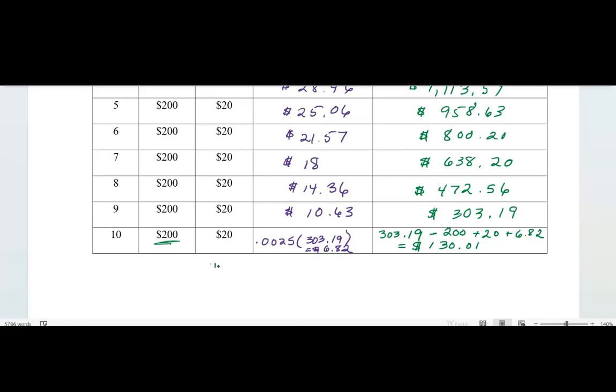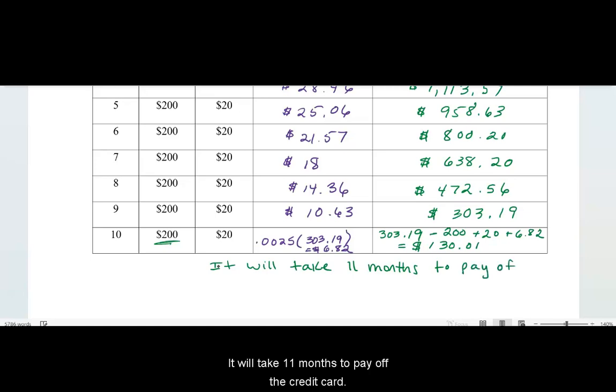This means it will take 11 months to pay off the credit card.